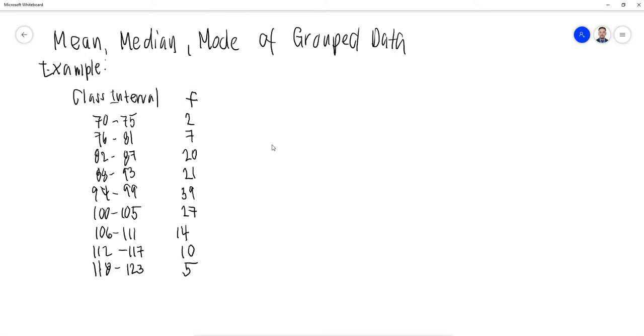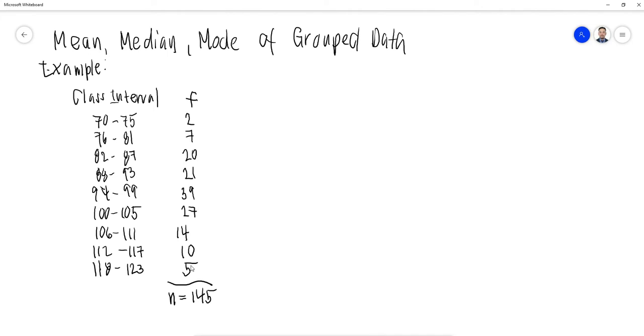Good day. In this example, we will get the mean, median, mode of group data. We have a given class interval and its frequency count. First step is we get the total number of samples, n. It is equal to 145 by getting the sum of the f column.